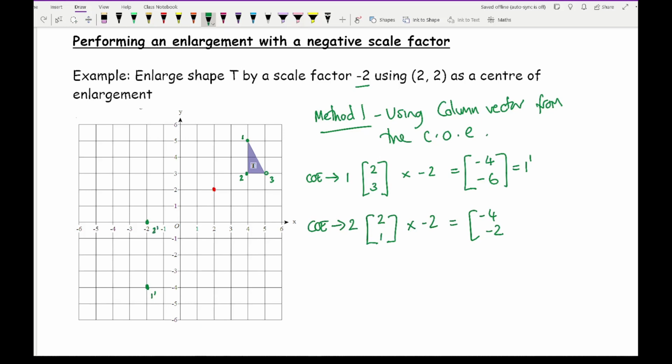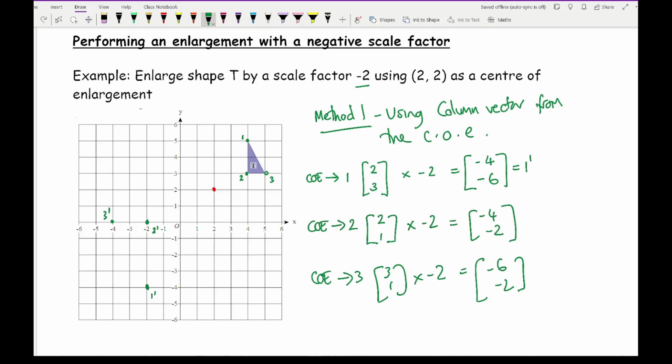And then if I do the centre of enlargement to 3, so again I'm going 3 to the right and 1 up. If I then multiply that by the scale factor, which in this case is -2, then I'm going to get -6, -2. So this time I'm going to go 6 to the left, which becomes there, and 2 down, which becomes there, and that then becomes my new 3 dash.